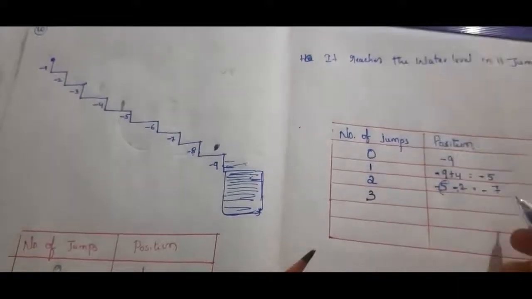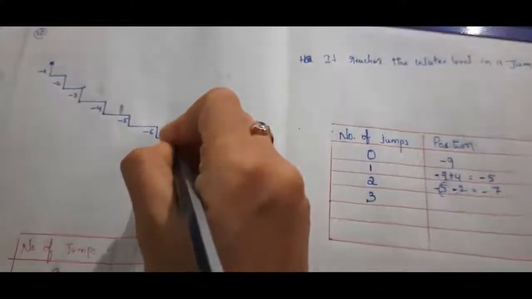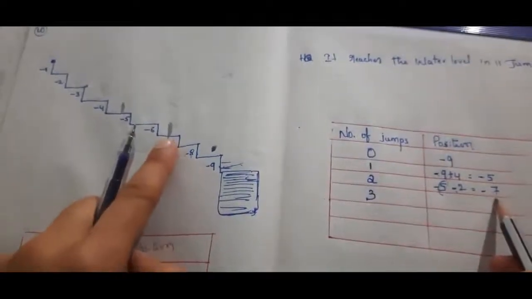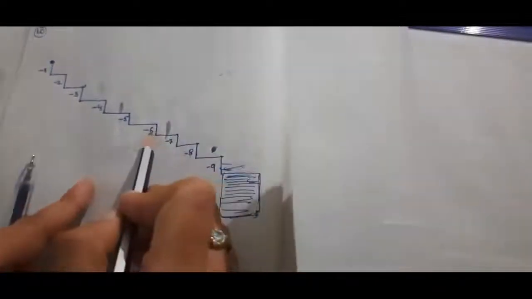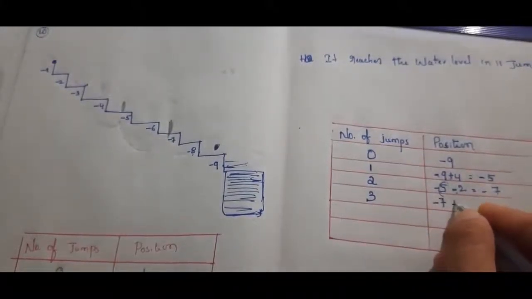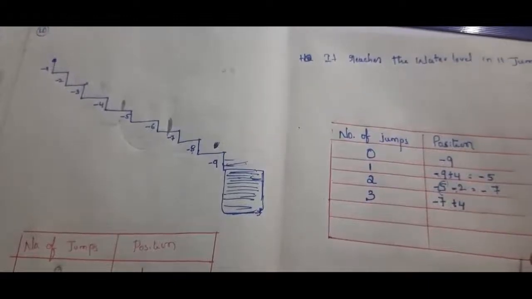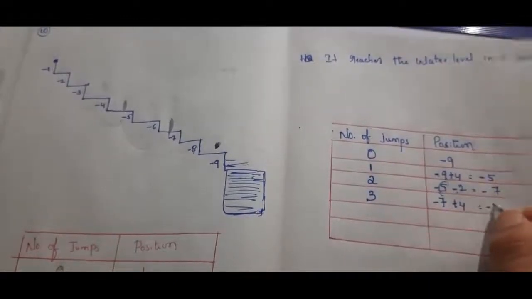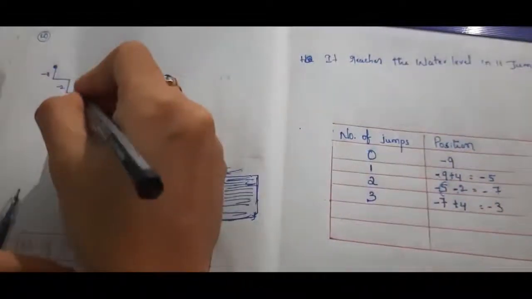Next, in the third jump, now its position is minus 7. In the second jump, it is at minus 7 position. Again, by the alternative method, it moves 4 steps up. 1, 2, 3, 4. 4 steps up means minus 7 plus 4. Minus 7 plus 4, that is minus 3.